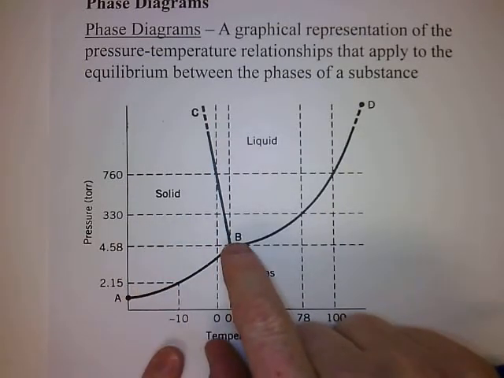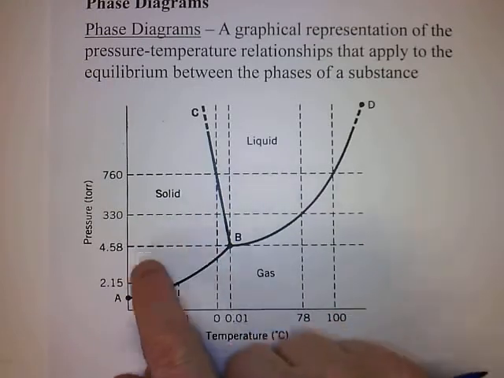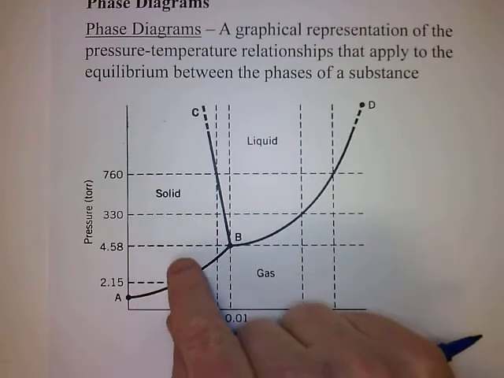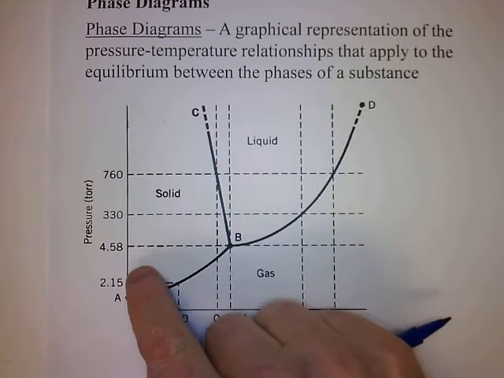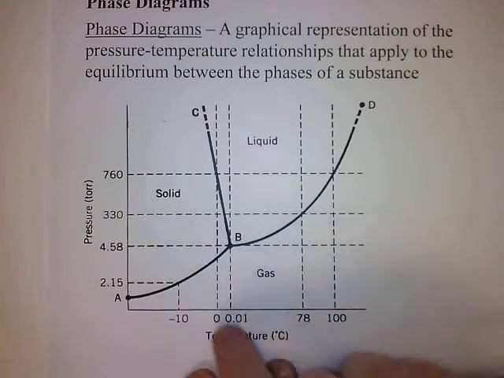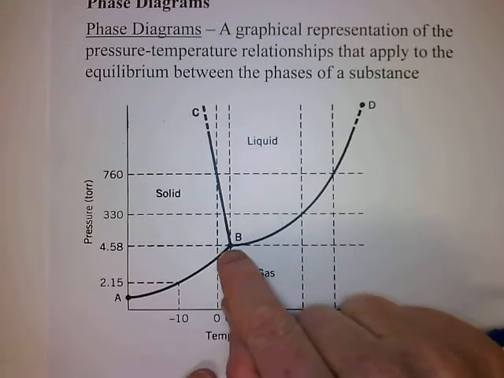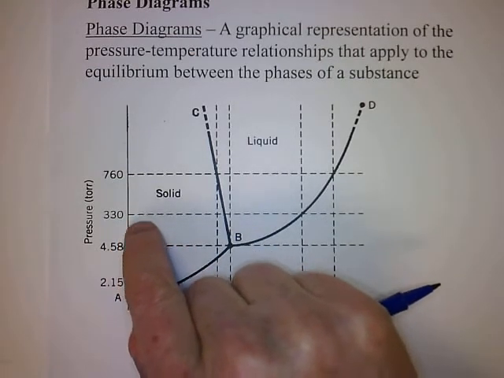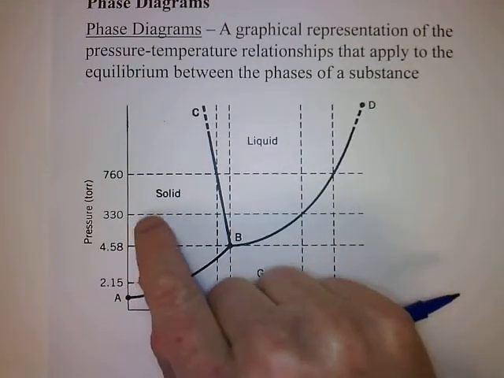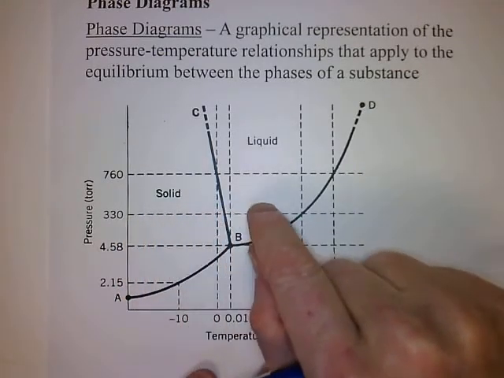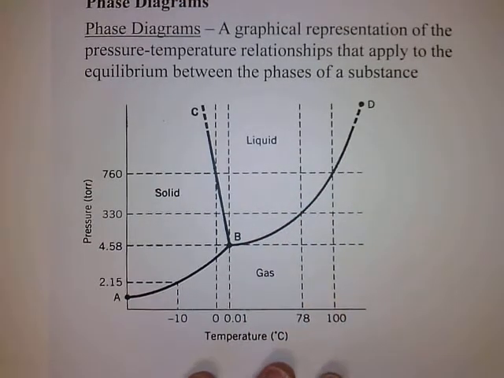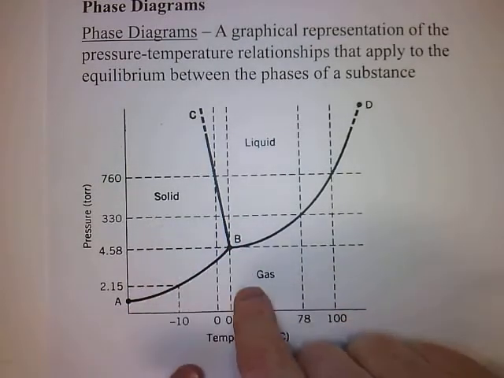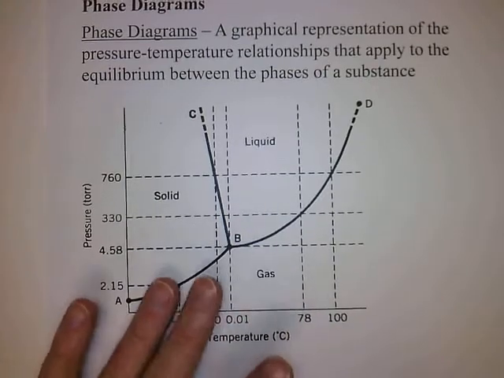And the pressure would have to be really low, like below 4.58 torr. So let's say our pressure is here, and as we increase the temperature, we start out as a solid, and we can go from a solid directly to a gas. But if we're above 4.58 torr, let's say we're at 330 torr, and we increase the temperature, we start out as a solid, then we go through a liquid state before we get to a gas. So curve AB, you have solid on one side, gas on the other. That's the vapor pressure of the solid.